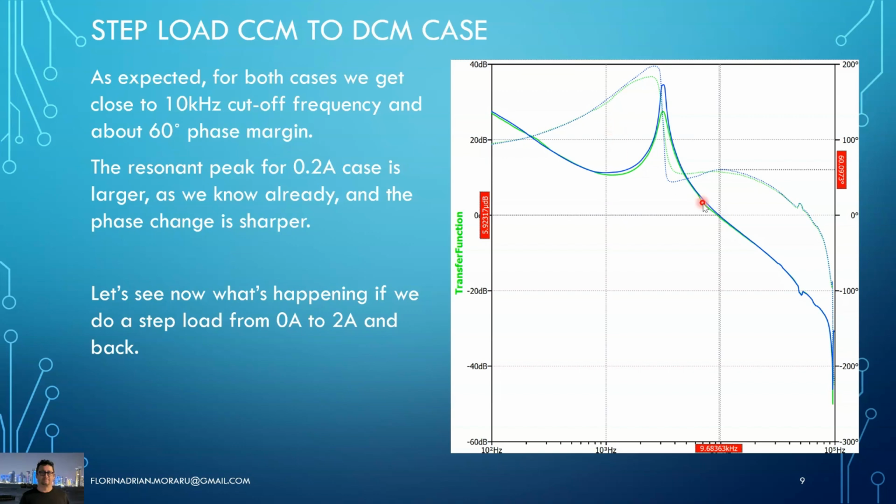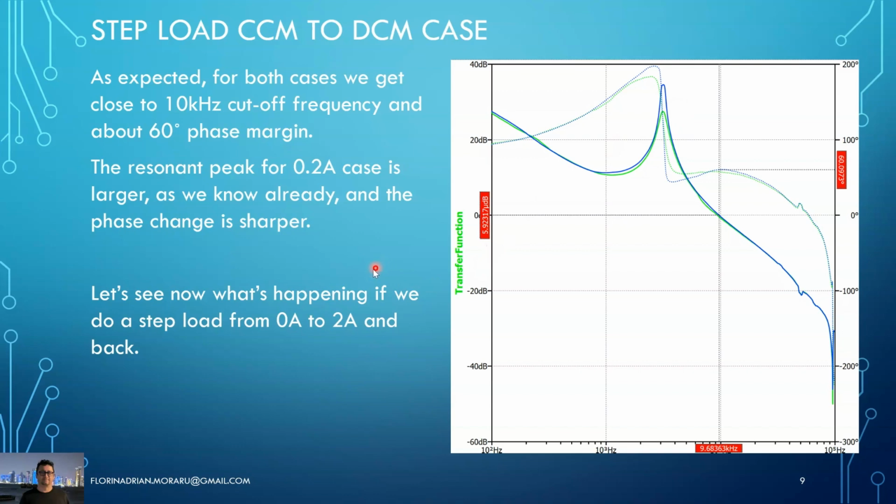Immediately we can see again that we have the same cutoff frequency and about the same phase margin. We can again understand that the blue trace that has a higher peak is the one valid for the 0.2 amps case, for the reason already mentioned. And now, we designed our converter and calculated the output capacitance for only 1 amp change in the load current.